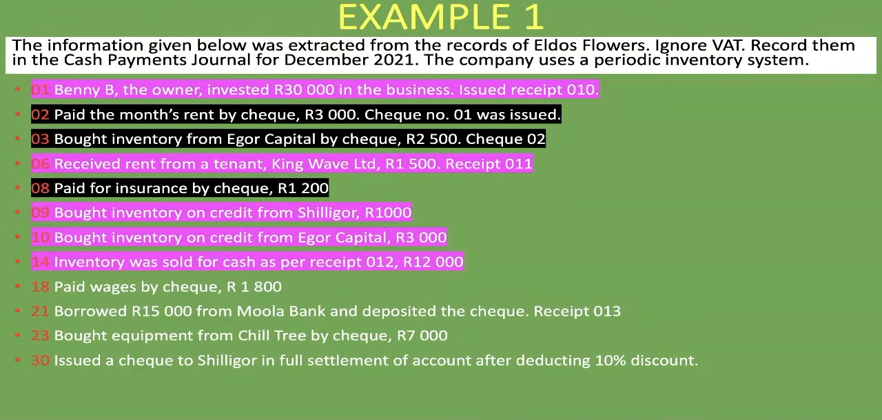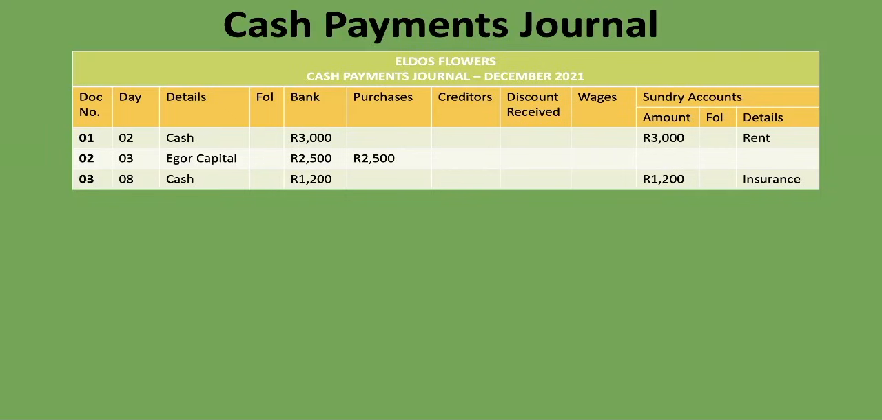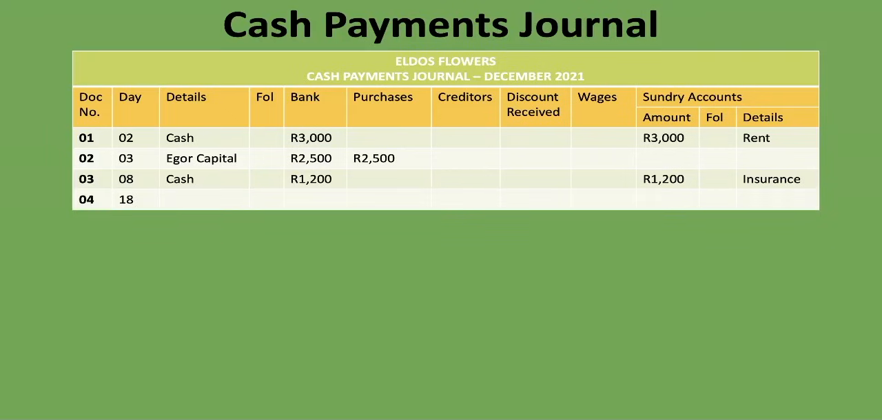And then on the 18th, paid wages by check, 1,800. Okay, so here we paid for wages, then it definitely goes into the cash payments journal. So we're going to put the document number. We're not given one here, so we're going to continue with our sequence, and the date is the 18th, and then the amount is 1,800. So let's go ahead and do that. Document number 04, and the day is day 18.